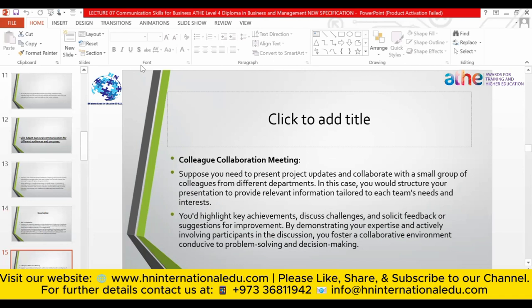By demonstrating your expertise and actively involving participants in the discussion, you foster a collaborative environment conducive to problem solving and decision making. Just a best example, the way we are having class right now. You encounter a problem, I solve it. It was quite interesting when a student was asking about a problem from his assignment, and you were quite vigilant that you even asked questions about it. So it was a good mark because most of the students don't find that much confidence to intervene in the lecture or the discussion. So it's a good thing.